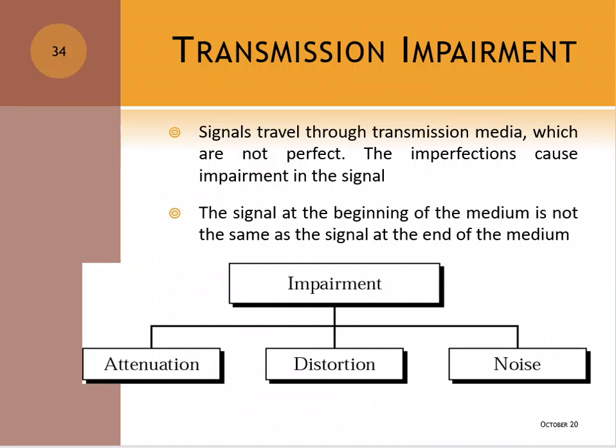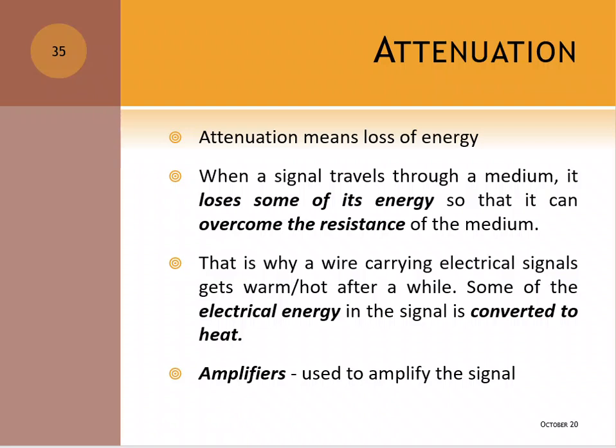So what is attenuation? Attenuation means loss of energy. When a signal travels through a medium, it loses some of its energy so that it can overcome the resistance of the medium. So as I said, there is resistance in a medium. So dalam setiap kabel dia ada rintangan. Dan apabila signal lalu melalui kabel, dia harus mengatasi rintangan tu, dan dengan itu dia punya energy akan loss. So that is why a wire carrying electrical signals get warm or hot after a while. Some of the electrical energy in the signal is converted to heat.